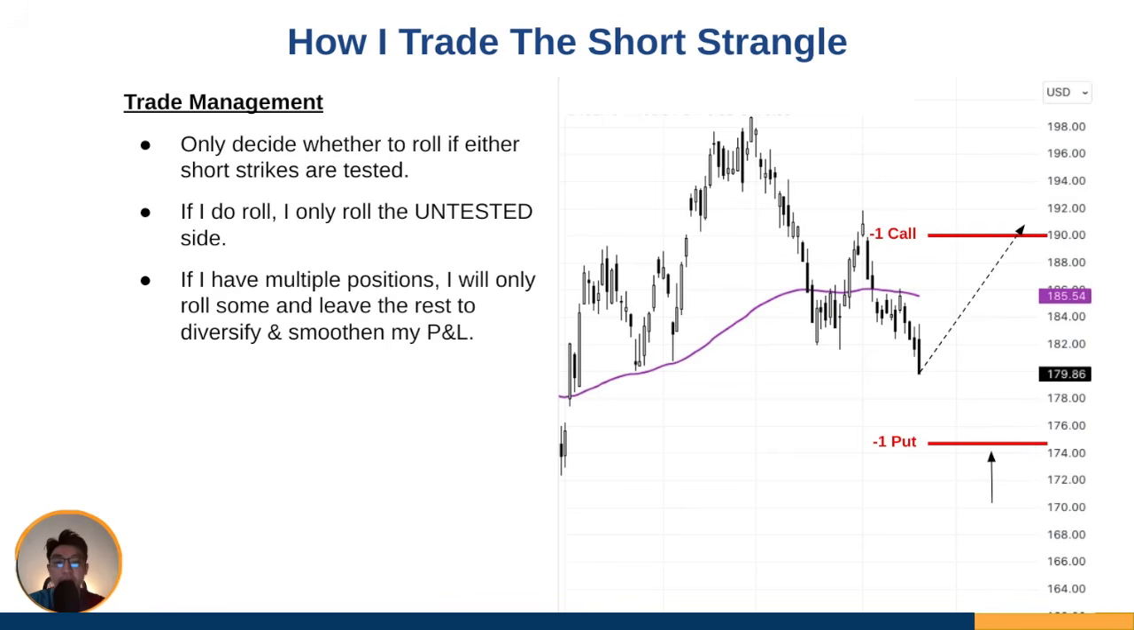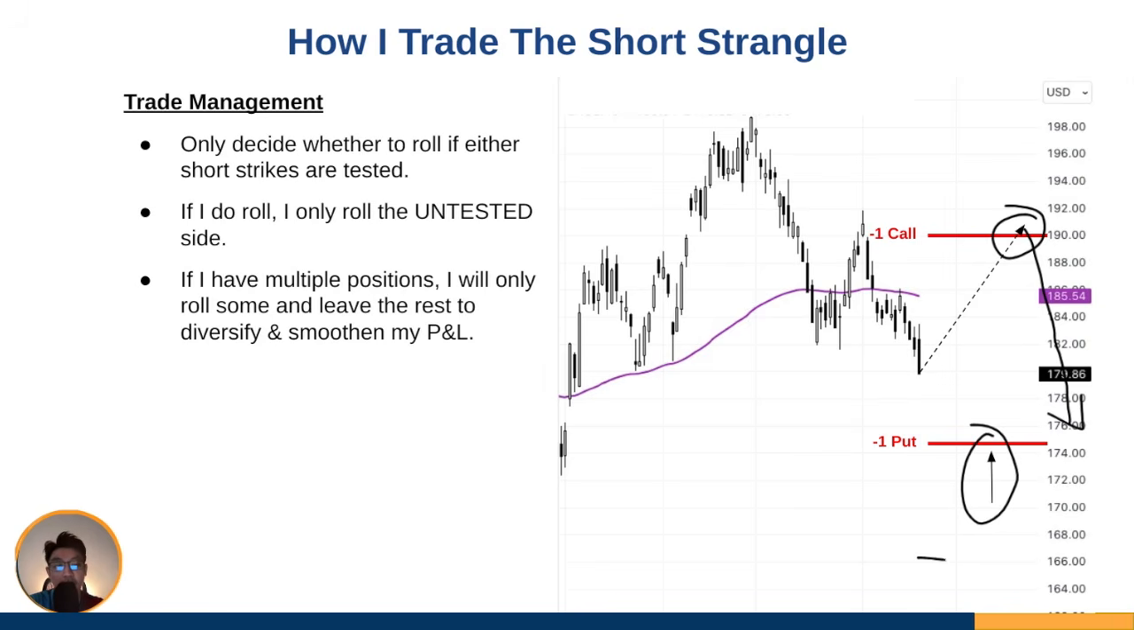Next, if I have multiple positions, I will only roll some and leave the rest to diversify and smoothen my P&L as well. Let's say, for example, I have two strangles that have been tested on the call side. Then what I could do is roll the put on one of them, and on the other one, I'm not going to roll it. I'm just going to leave it. The reason is because I want to prepare for the possibility that the market comes back down, and I don't want it to come down and test both my strangles, right? Because if I had not rolled them, then I would have been in a very good profit zone.